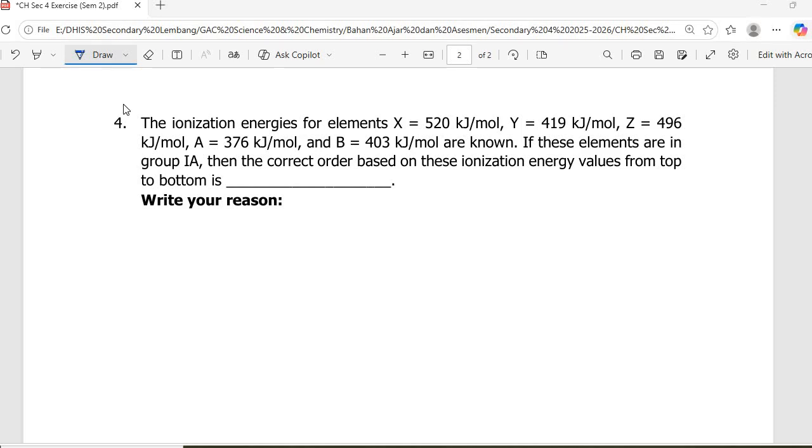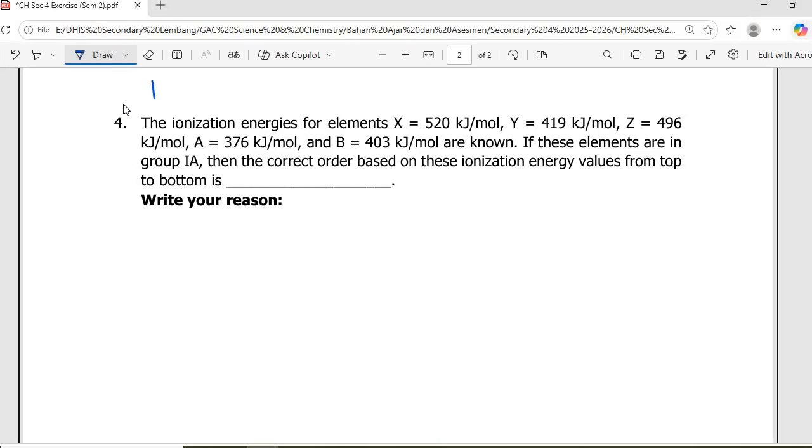Okay, Bismillahirrahmanirrahim. Let's continue to the next questions of the discussion. In number 4, and also number 5 until number 6, we will discuss the questions about periodic properties.